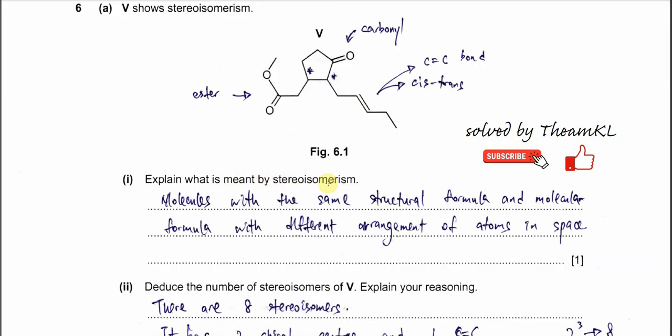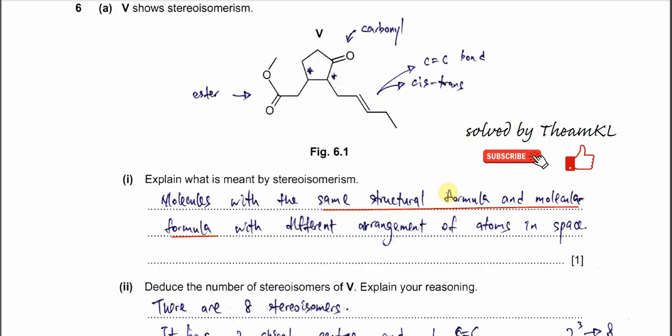So for this part, you need to mention what is the same and what is different. Okay, so the molecules with the same structural formula and molecular formula. This is the one shared by all the stereoisomers. For the cis-trans isomer or optical isomer, they will share the same structural formula and molecular formula. Of course, you should know what the structural formula and molecular formula are.